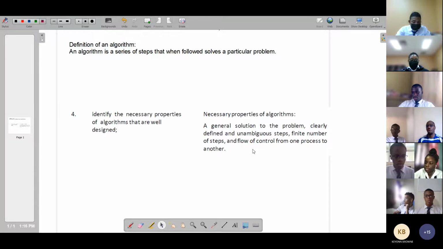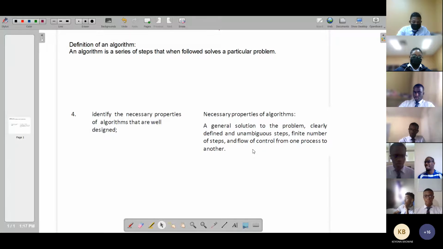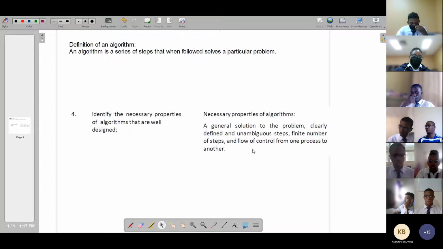And the last one is flow of control from one process to another. This one, I'm kind of wondering if anybody could define this one for me. Let me see if you all understand what a flow of control means from one process to another.